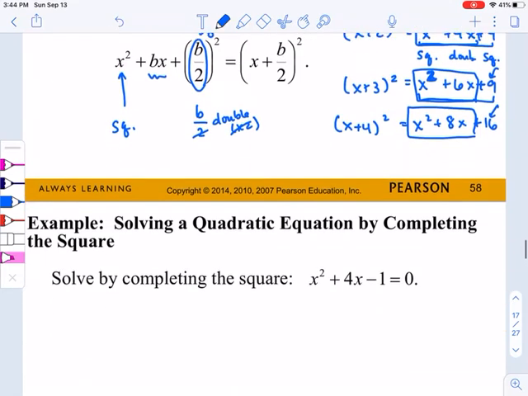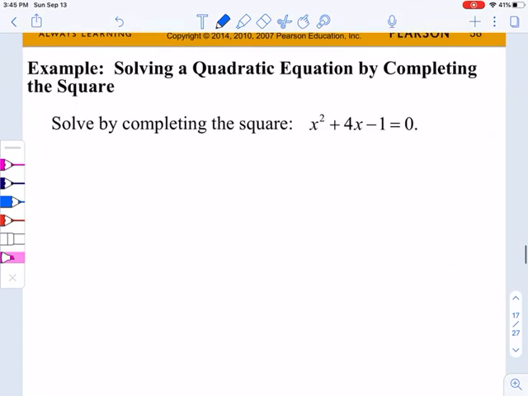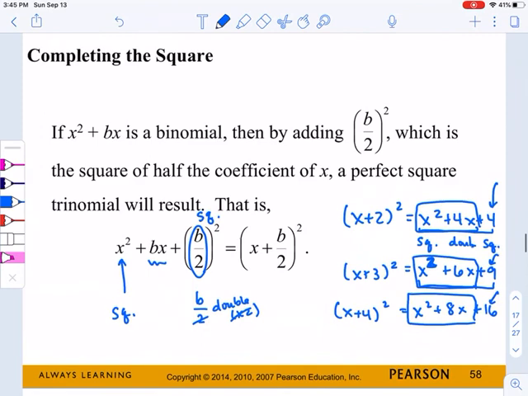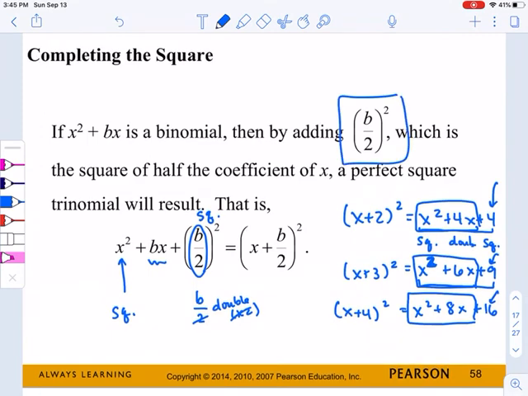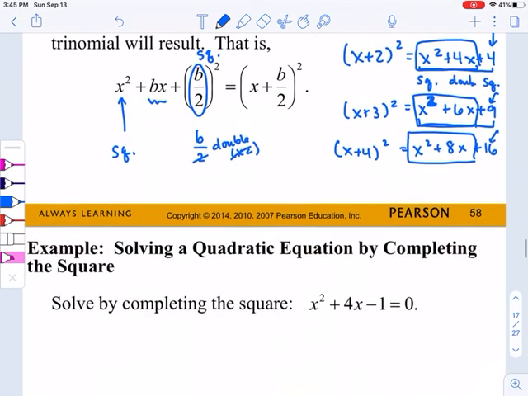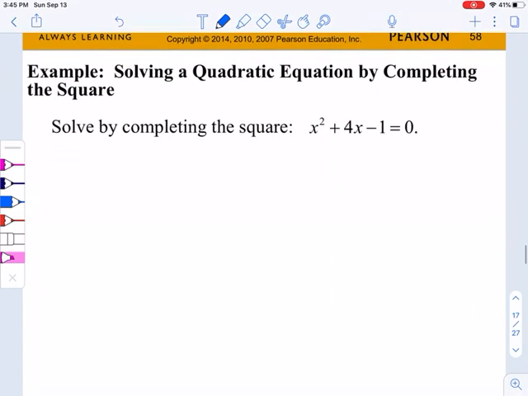Let's try one. Maybe it'll make sense as we look at it. In this case, we have x squared plus 4x minus 1. What they want us to do is complete the square, and they tell us to do that by taking the b value, dividing it by 2, and then squaring it. I want to first get it so all I have is a binomial. In order to get just my binomial, I need to move over that subtract 1, and I'm going to do that by adding 1. So now I'm left with x squared plus 4x is equal to positive 1.